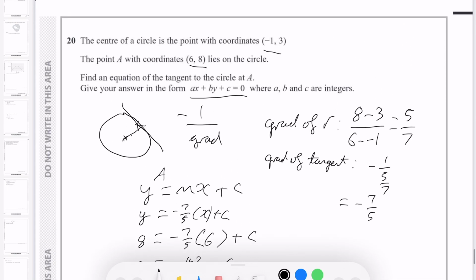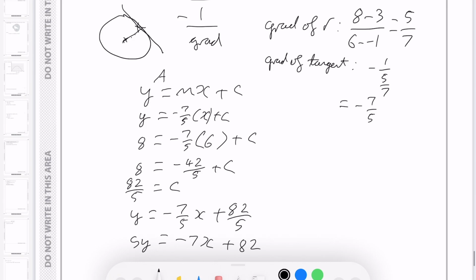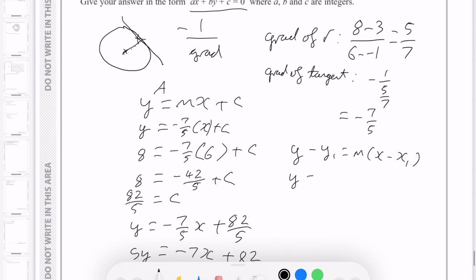I said we would go through and have a look at it using the other method. So if we come back to here, we're saying y minus y1, so the coordinate, equals m(x minus x1). If you're not sure what I'm referring to here, this is the other way to calculate the equation of a line. Some people prefer to use this method, some prefer to use y equals mx plus c. I'll just show this one as well. So we keep y the same, y minus our coordinate for y, which was 8, y minus 8 equals -7 over 5 times x minus our x coordinate, which was 6.